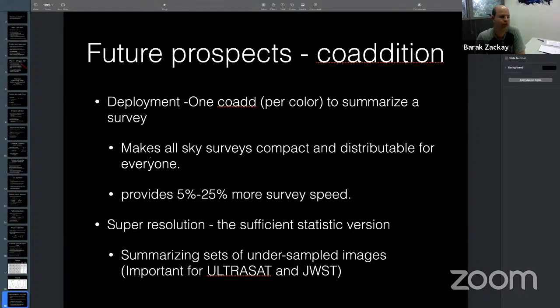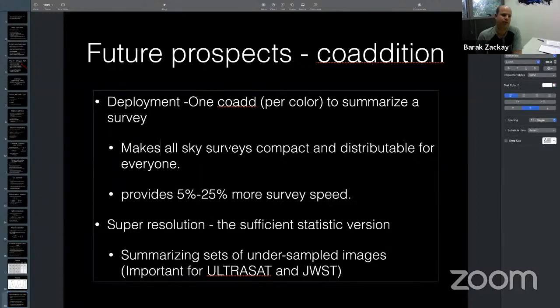And for me, the major argument to do it for LSST is not the 10% more survey speed. It's actually the fact that you can really distribute summarized images of the years of data, and just give people the most of the data, and 90% of the users don't ever need to get to the original images.